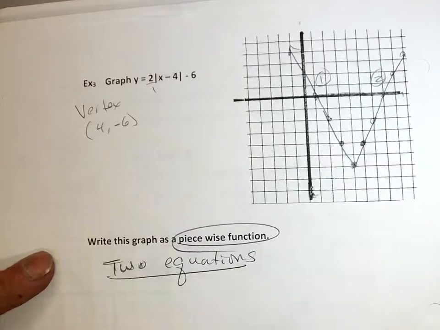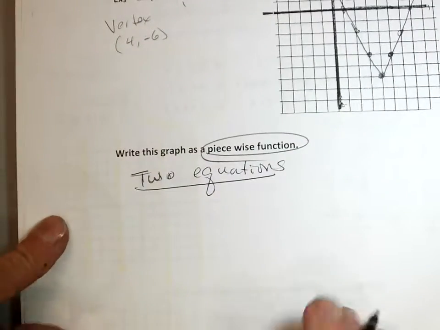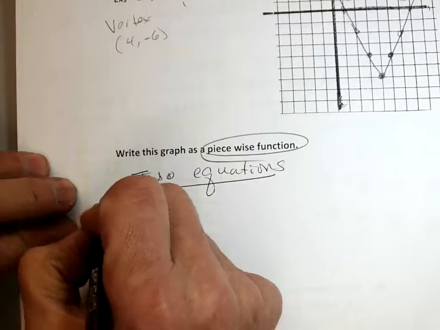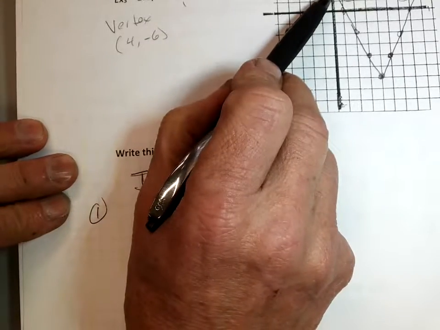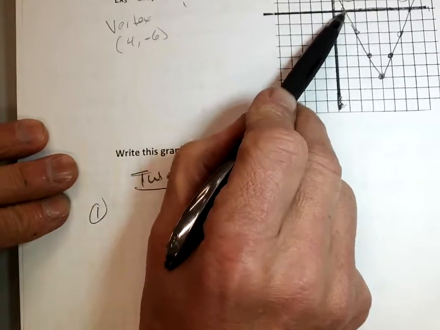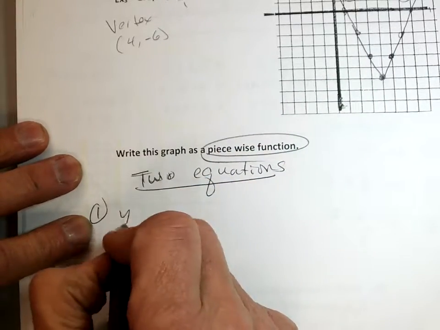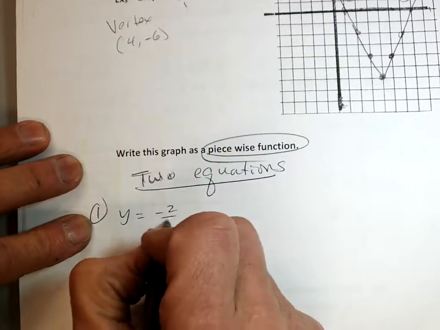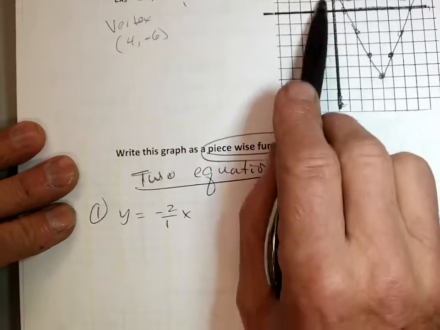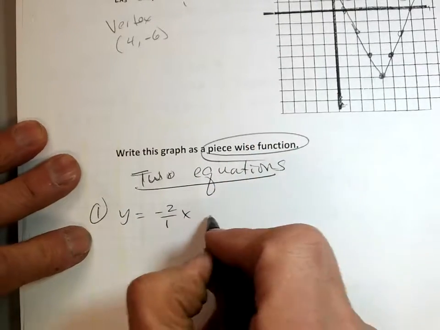Right, so let's start right there. 2 equations. First equation: it goes down 2 over 1, down 2 over 1, down 2 over 1. So it's going to be y equals negative 2 over 1 x, and its y-intercept is easy to find right there at plus 2.